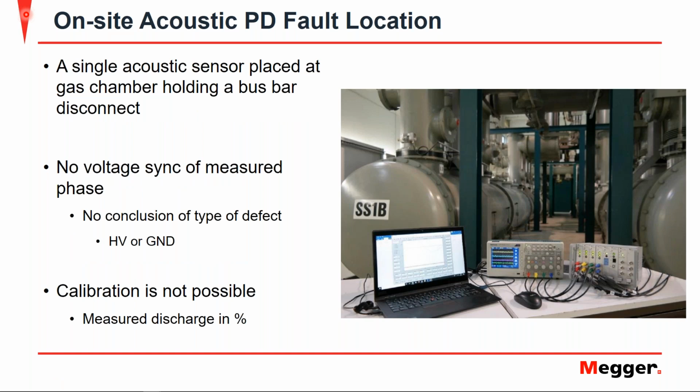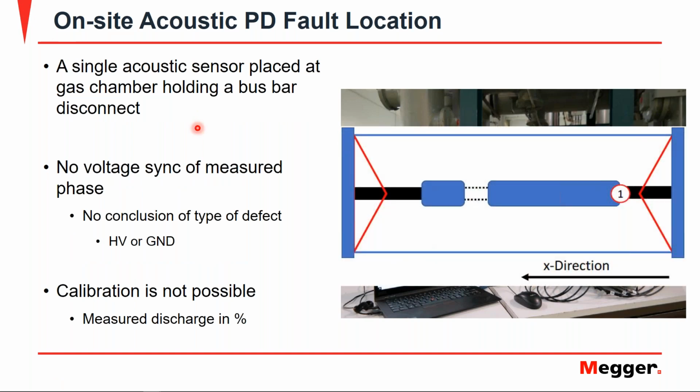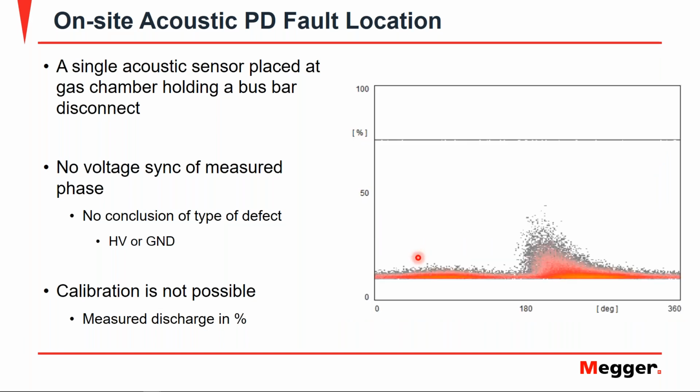So initially, there's a single acoustic sensor that's placed at the gas chamber holding the bus bar disconnect. So we can see, again, our GIS gas chamber here, our enclosure, and here we have our bus bar disconnect. And we place the sensor here where the X direction is going along. Now, there's no voltage sync, as we can see here. So there's no conclusion as to what the type of defect is, whether it's on the high voltage or on the ground side of things.